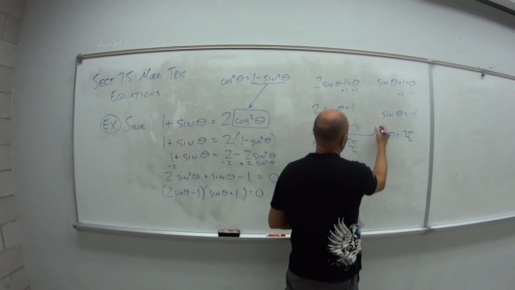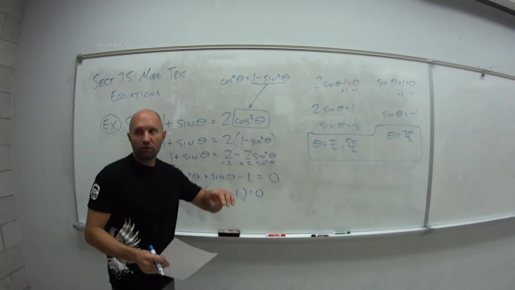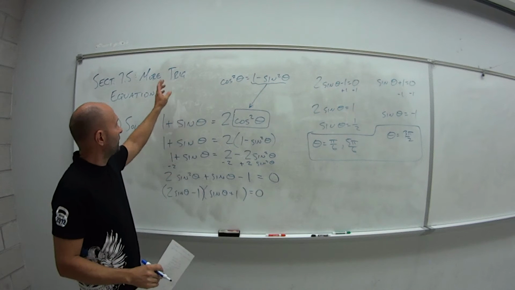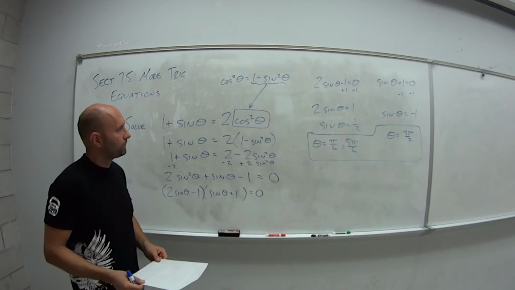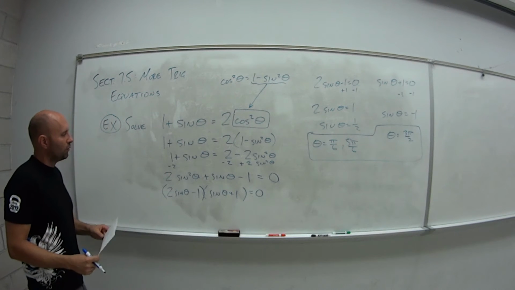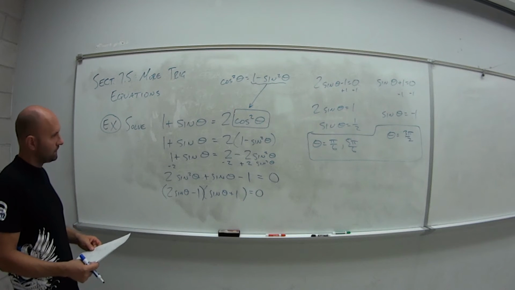So these would be our answers in the interval 0 to 2 pi. So one time around the unit circle, these three values, if we plug them into our original equation, would make this true. So that's it. That's an example of one that's a little more difficult than our straightforward examples.